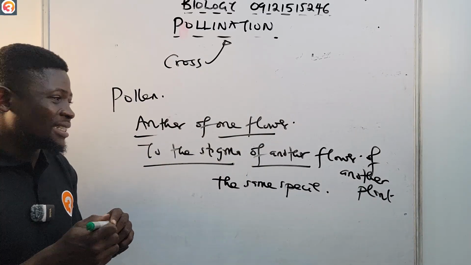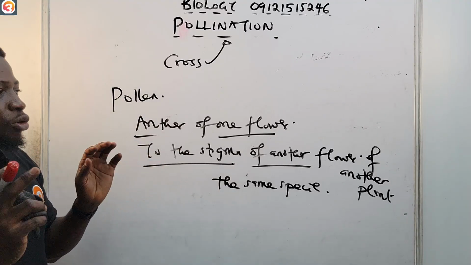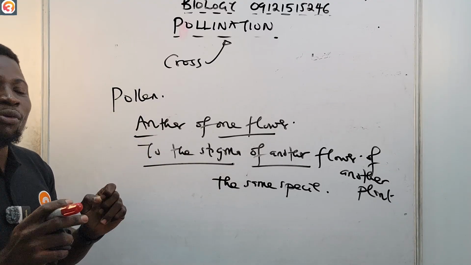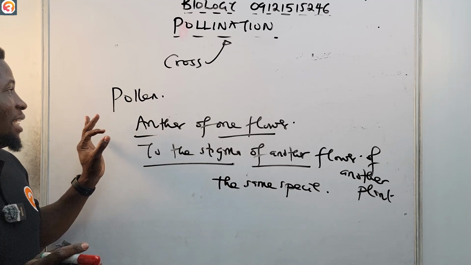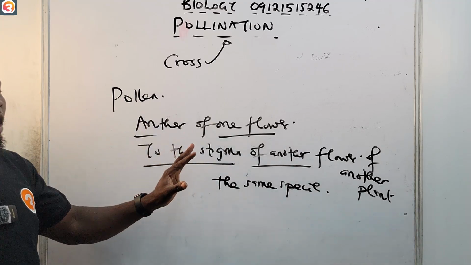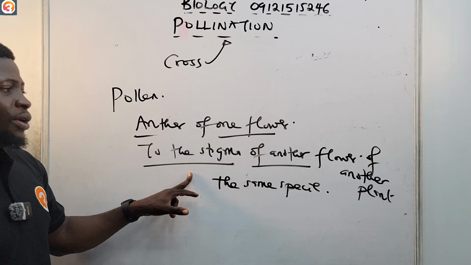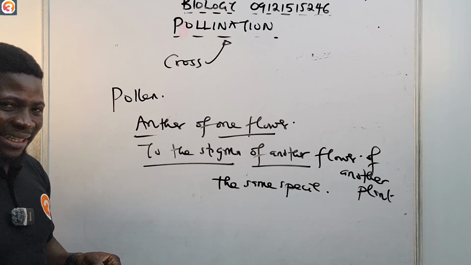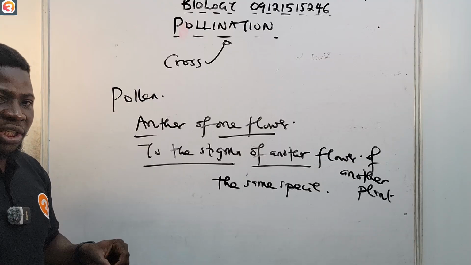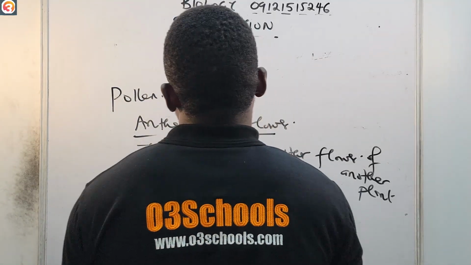But these two plants we're talking about must be of the same species for cross-pollination to happen properly. So that is the definition of cross-pollination: transfer of pollen from the anther of one flower to the stigma of another flower, of another plant, but of the same species. Let us now see factors that favor cross-pollination.